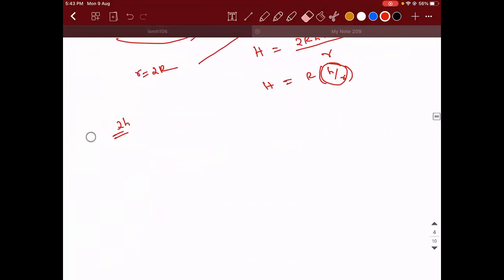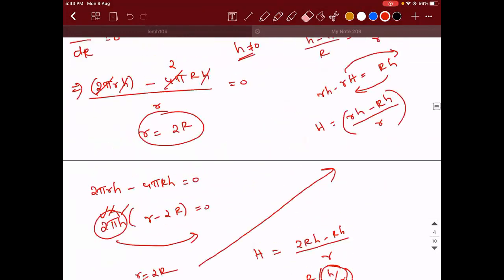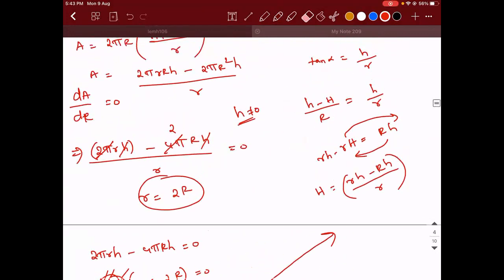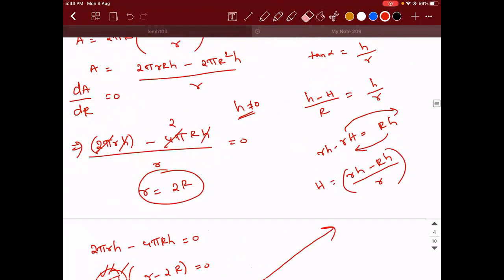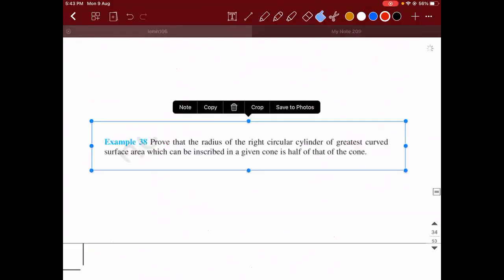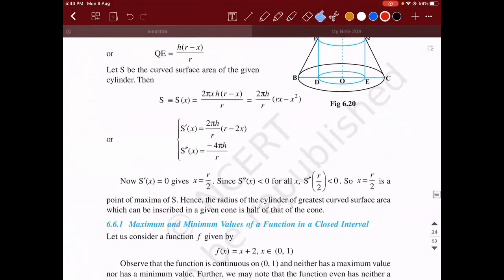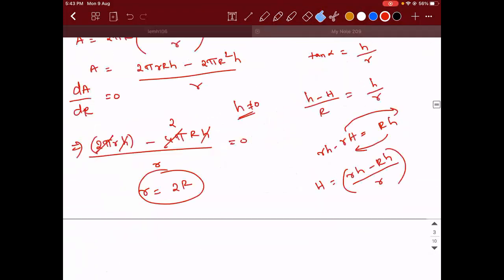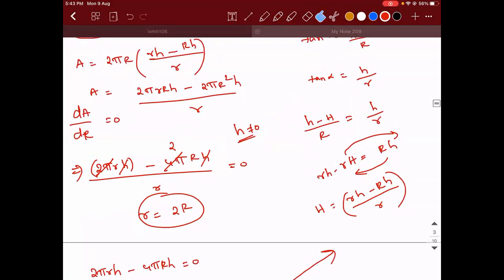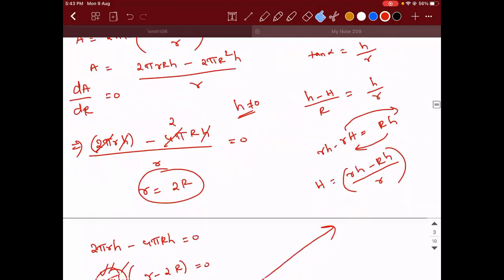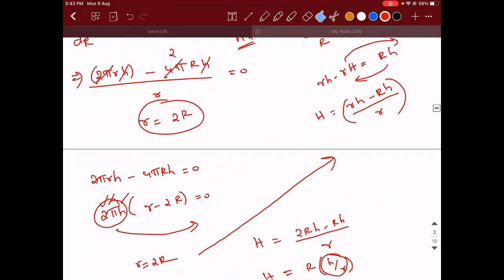One minute, wait. First of all, I should have taken... Sir, you differentiated dA by d capital R, no, sir? So then the denominator, there was small r. What happened to that denominator? We have to differentiate small r also. No need, no need. The small r is constant, no? We have to multiply it once, right, sir? No need, no need.